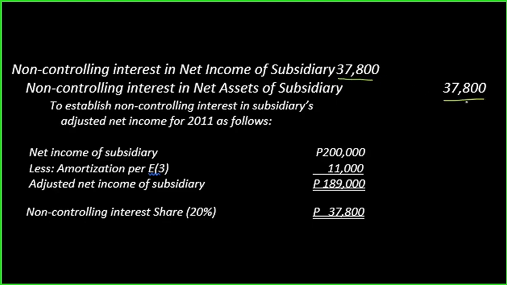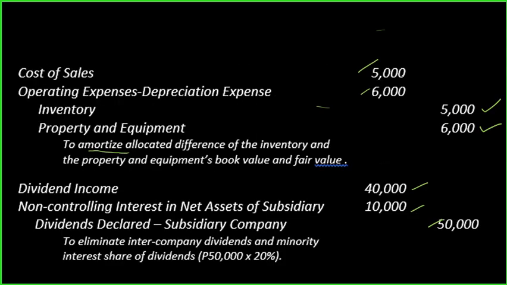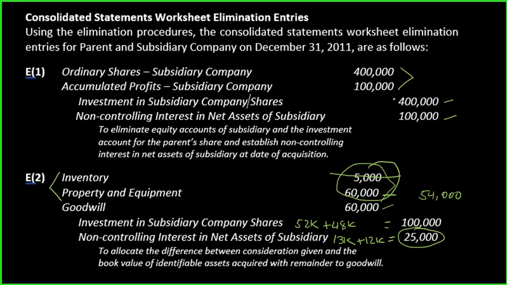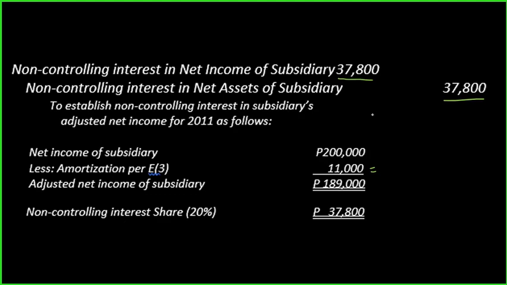Is this really an elimination entry? No, it's just an entry to establish the non-controlling interest in the net assets. Okay, so paano ko ba to i-discuss sa inyo? What is this 11,000? Ito yun. 6 and 5 from elimination entry number 3. There's another way to understand this, no? This 37,800.